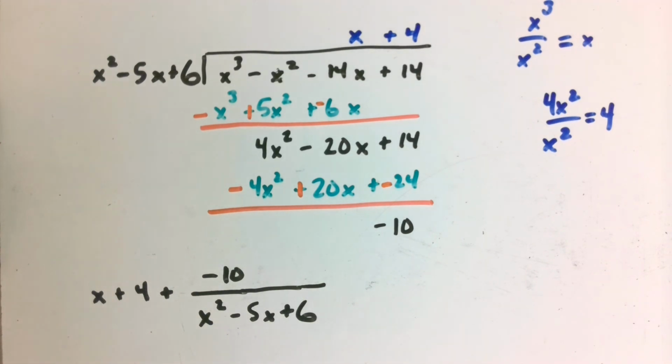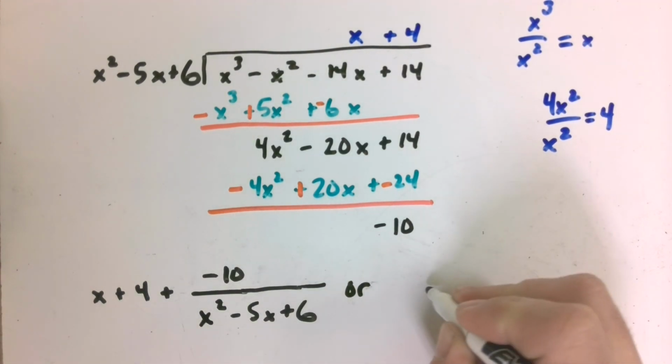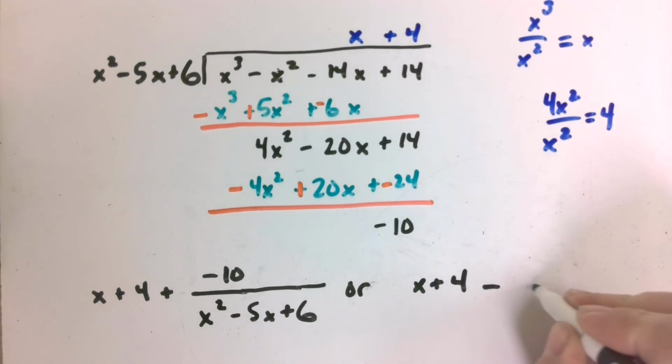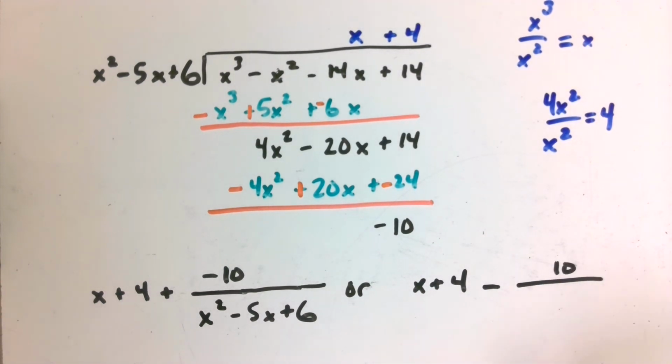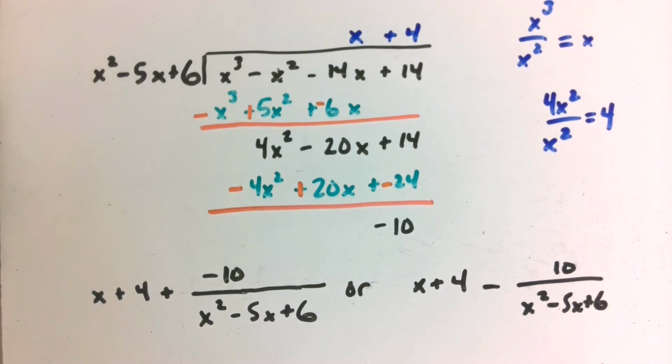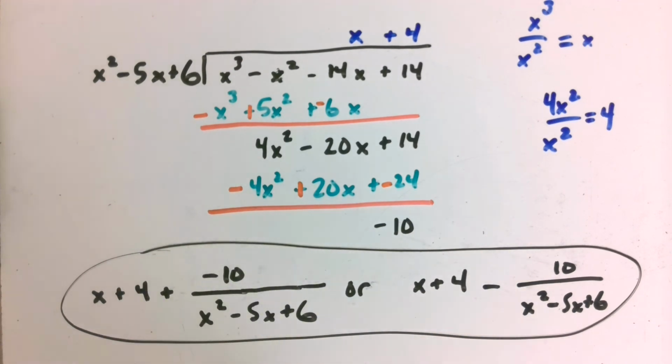Another option you could do, but it is purely optional. We do have a negative 10 here on the top. You could take that negative in front of the 10 and make that a subtraction in front. So if you did that, it would look like this. We still would have our quotient in front, which is the x plus 4. But then instead of adding a negative fraction, you could say minus, and then just have a positive 10 in the top with your x squared minus 5x plus 6 on the bottom. Either one of those would be perfectly fine answers for your final answer on that.